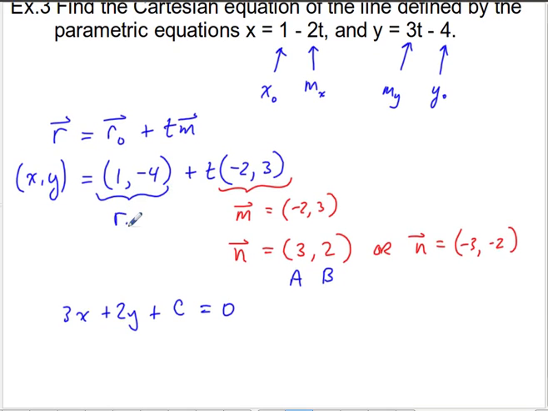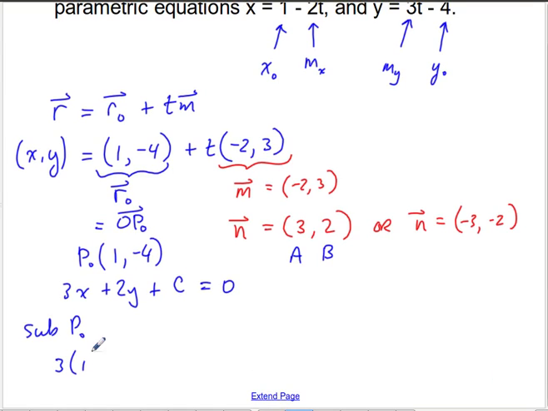This initial position vector is the same as the vector from the origin to an initial point, and so that means the point P naught is (1, -4). So I'm going to substitute P naught into my equation and solve for C.